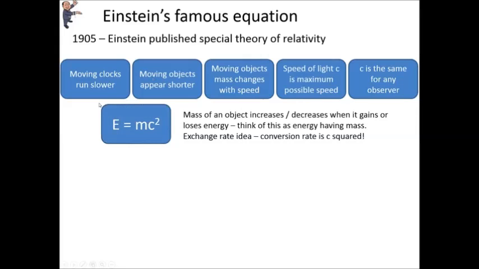And one of the equations that came out of his work was E equals mc squared. So we're saying here that the mass of an object increases or decreases when it gains or loses energy. On one side of this equation you've got energy, on the other side you've got mass, and c squared is a constant. So this is purely an exchange rate idea, that energy is the same as mass, and it's exchanged with the exchange rate being linked to the speed of light squared.